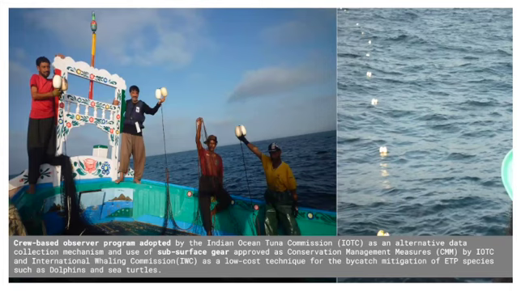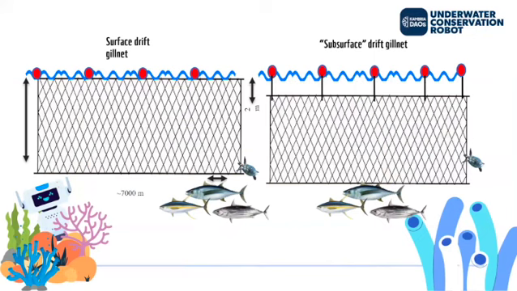The significance of this technique is that it has been adopted by the Indian Ocean Tuna Commission as an alternative mechanism, by engaging the crews for data collection and subsurface gear as a conservation management measure, a low-cost technology for reducing bycatch, especially for turtles and dolphins. This is how it works. To give you the differences.